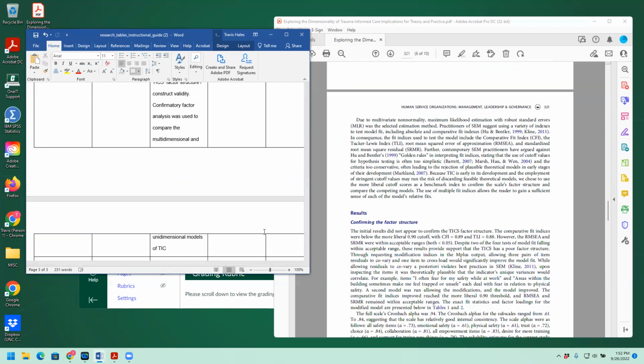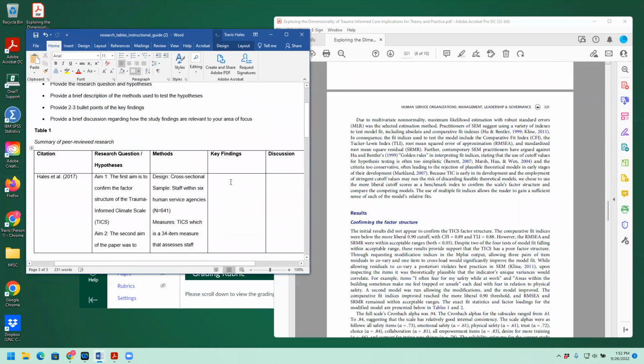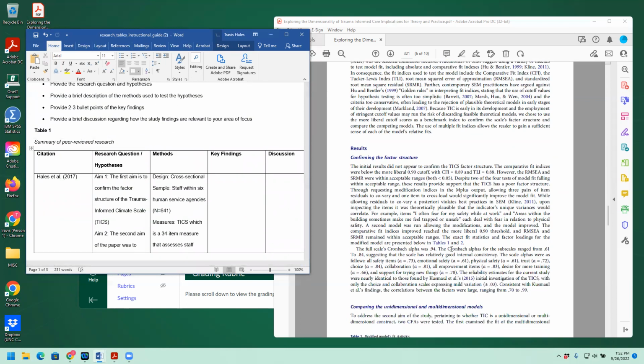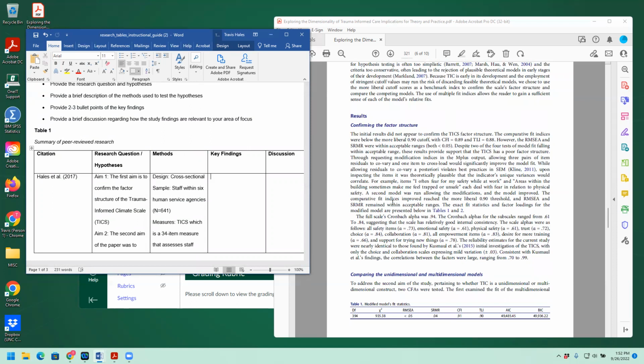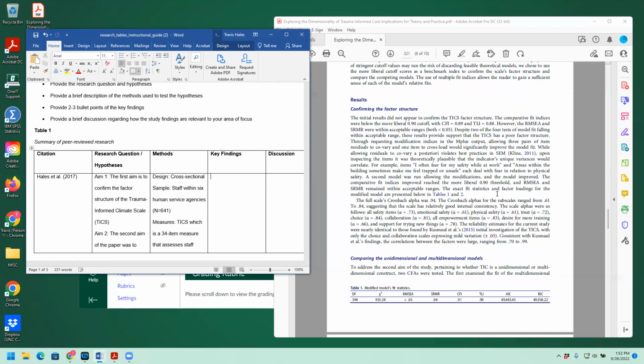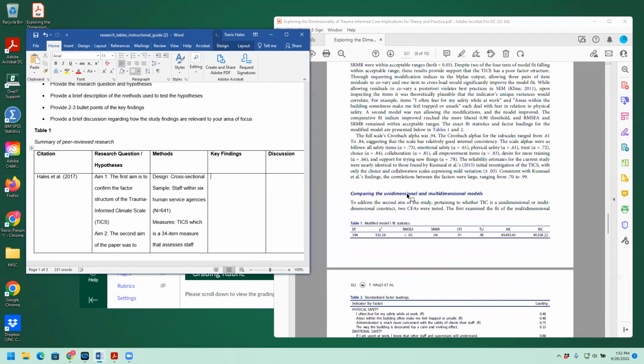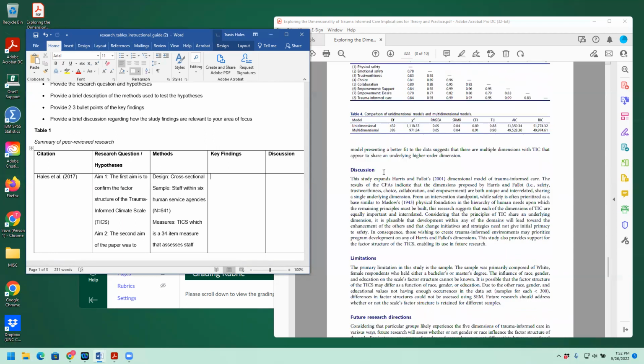Next, I'm going to scroll down to the results section for key findings. Read through what the results indicate. Now, sometimes the results sections might be filled with a lot of information that isn't necessarily intuitive without a background in statistics. So sometimes the best place to look for the key findings is actually in the discussion section.